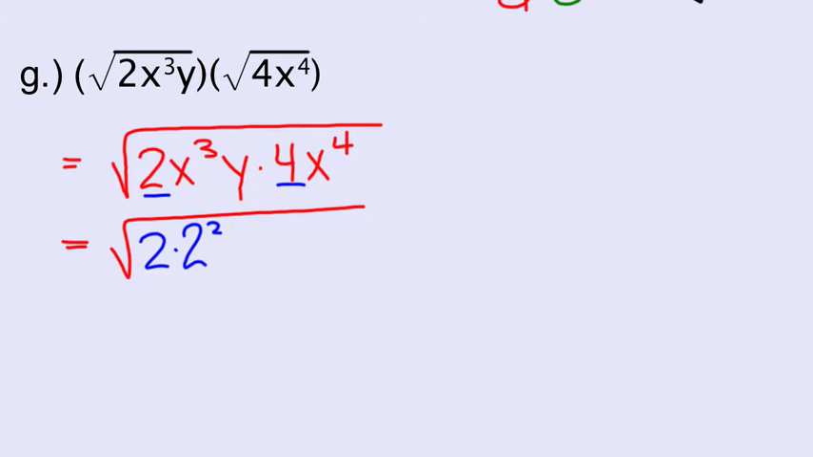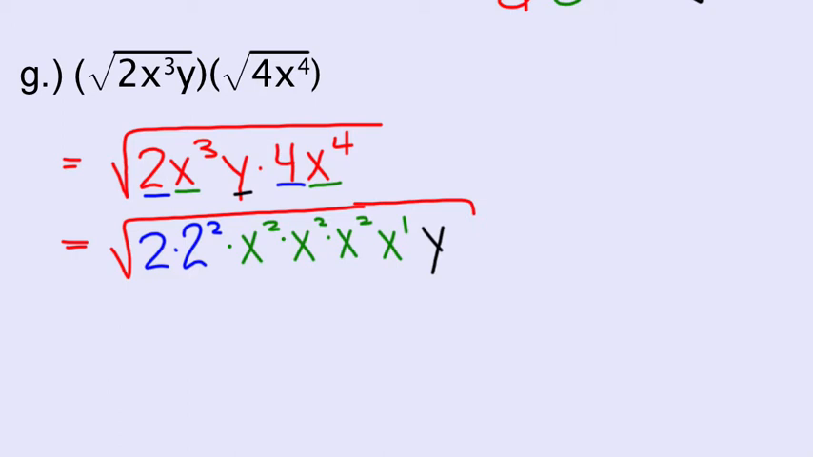Then I'm going to do my x's next. I have x cubed and x to the 4th. So I have a total of 7 x's. I'm going to break it down into pairs. So x squared, x squared, x squared with 1 left over. And then I have this y left.